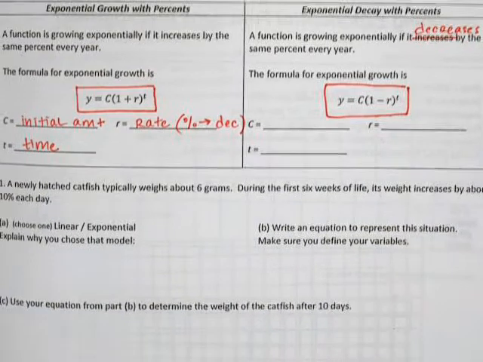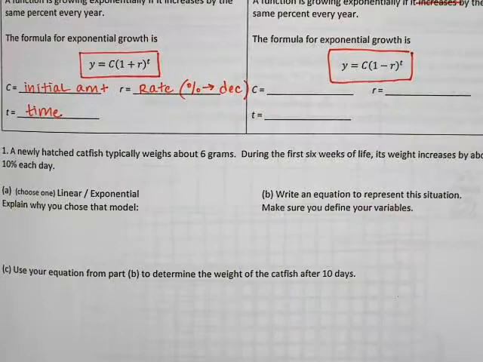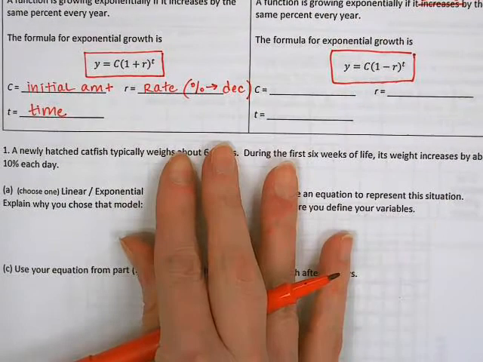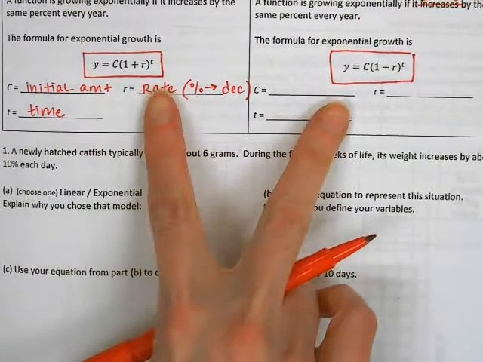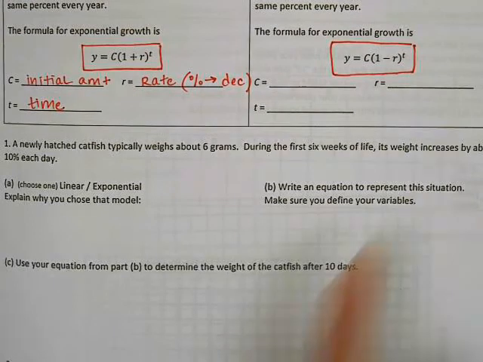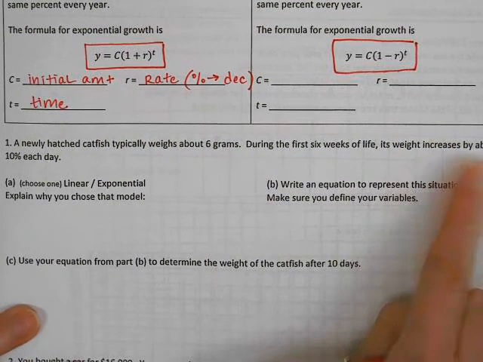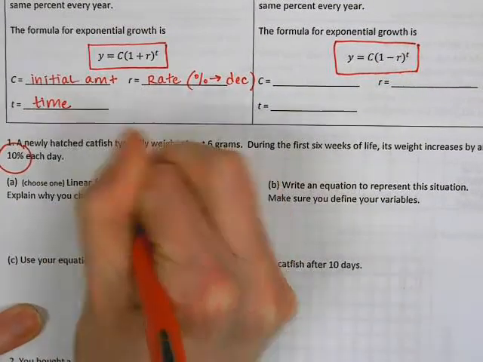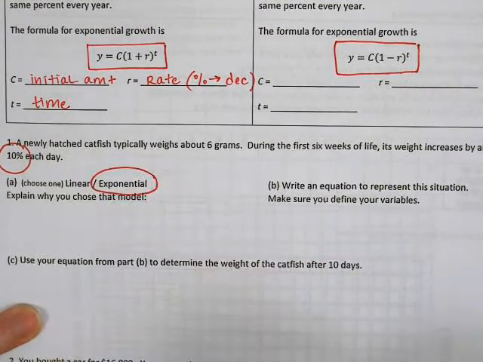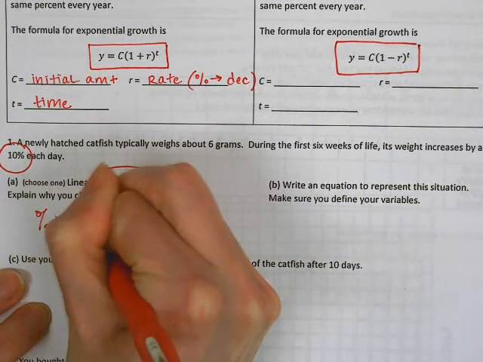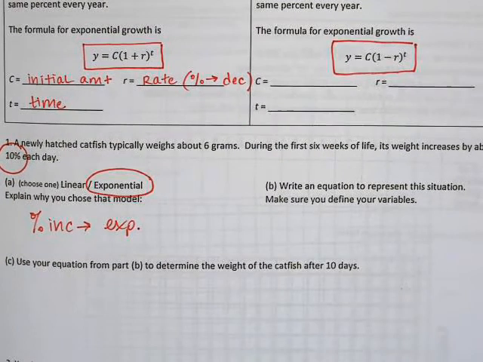All right, let's just try one of these. So again, this is only if it's growing or decaying by a percent. This is when you have to use this formula. Okay, so number 1, is it linear or exponential? Now, whenever it's increasing or decreasing by a percent, that's automatically a clue that it's exponential. Why did you choose that? Percent increase is always exponential.